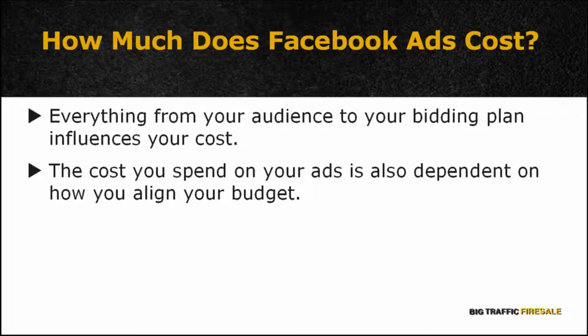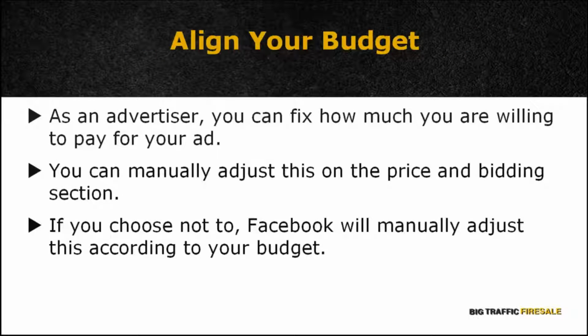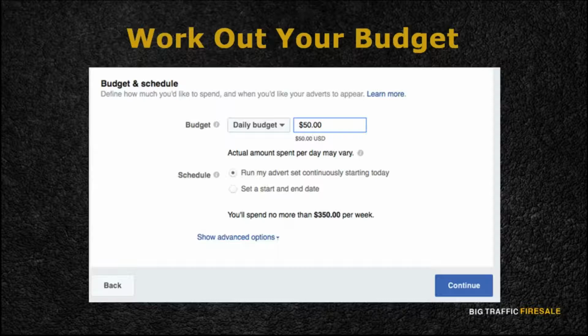Always bear in mind that the cost that you spend on your ads is also dependent on how you align your budget. This means, as an advertiser, you'll state how much you are willing to pay for an ad. You can manually adjust this in the pricing and bidding section. If you choose not to, Facebook will automatically calculate a bid for you within your budget and how long you choose to run your advertisement.